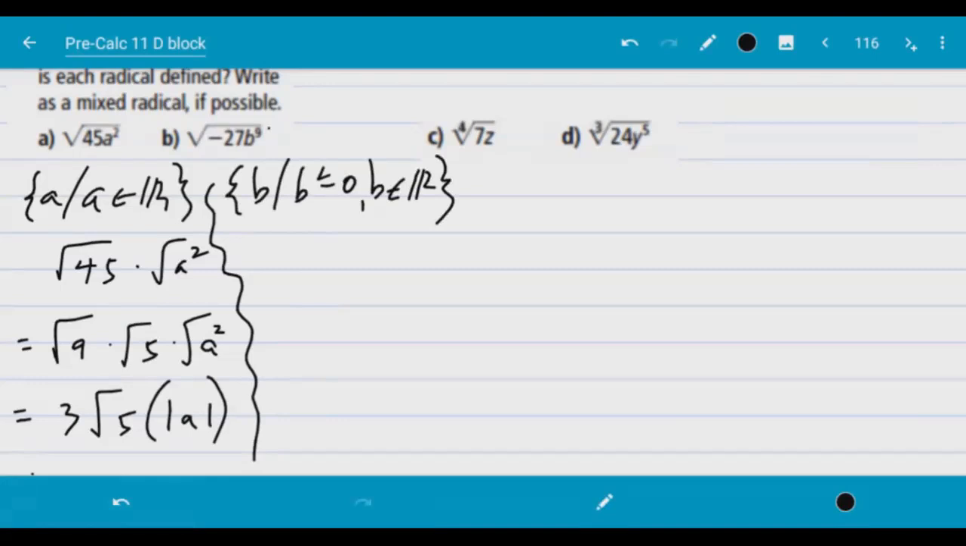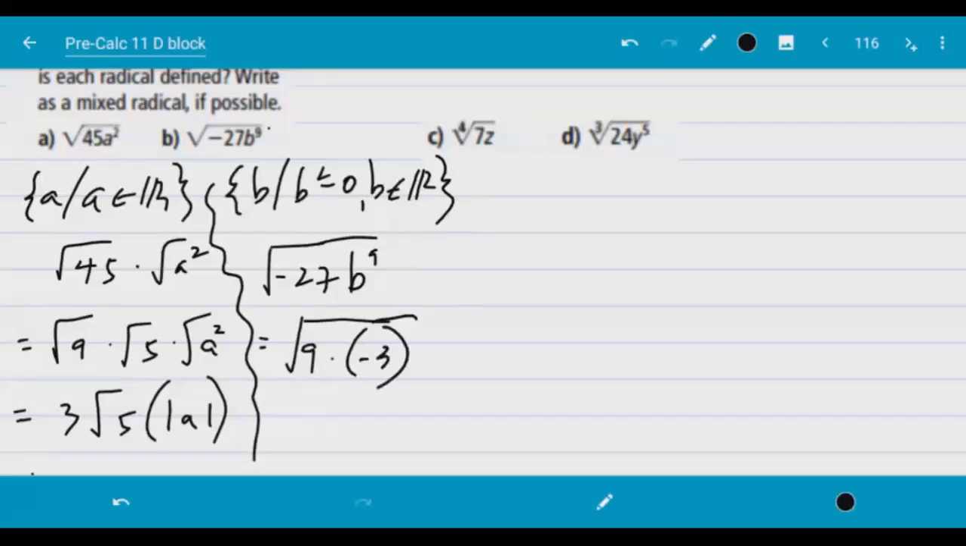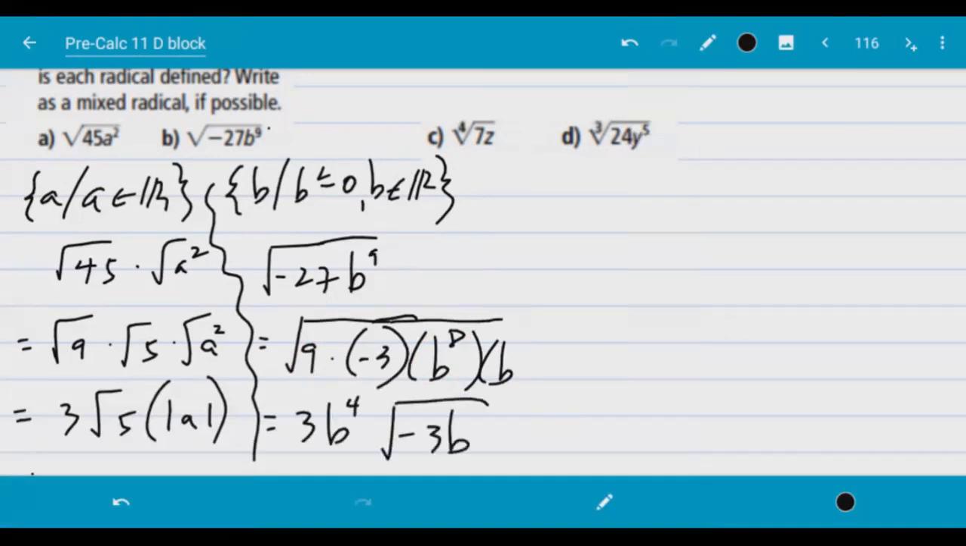What we can do is turn negative 27 b to the ninth into 9 times negative 3, times b to the 8th times b. As you can see, I'm splitting it up because this one has a square root, and this one has a square root. The square root of 9 is 3, that comes out. The square root of b to the 8th is b to the 4th, that comes out. And what is left inside would be negative 3b.